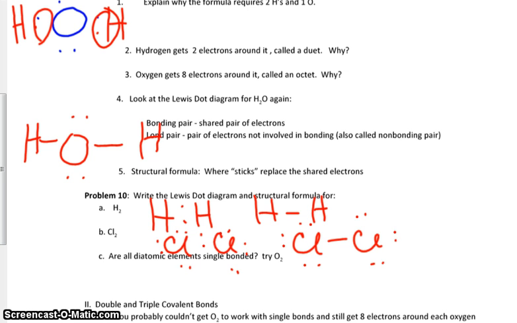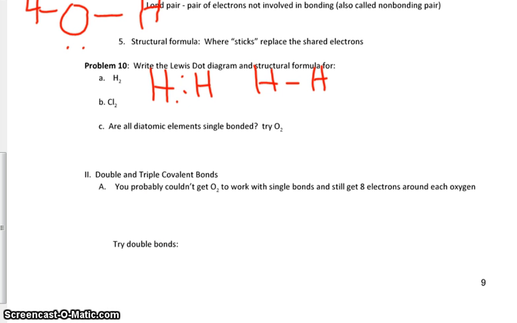Okay. And it says, are all diatomic elements, remember those are your Hofbrinkels, by the way, hydrogen, oxygen, fluorine, bromine, iodine, nitrogen, chlorine, are they all single bonded? And so it says, let's try oxygen. All right, so let's try this. Oxygen has 6, so I have a total of 12 electrons.